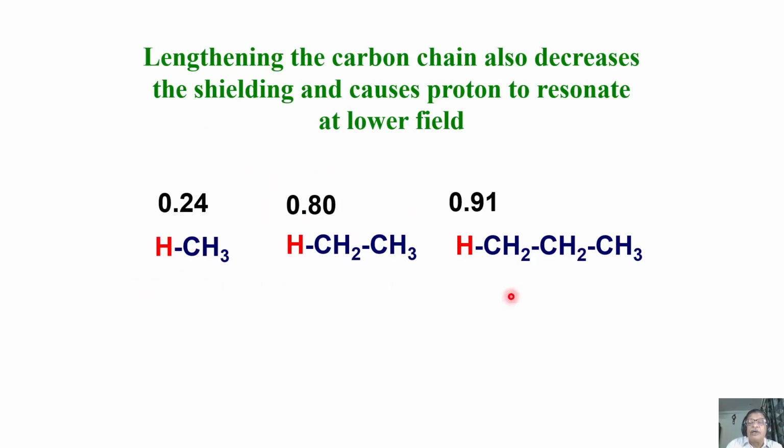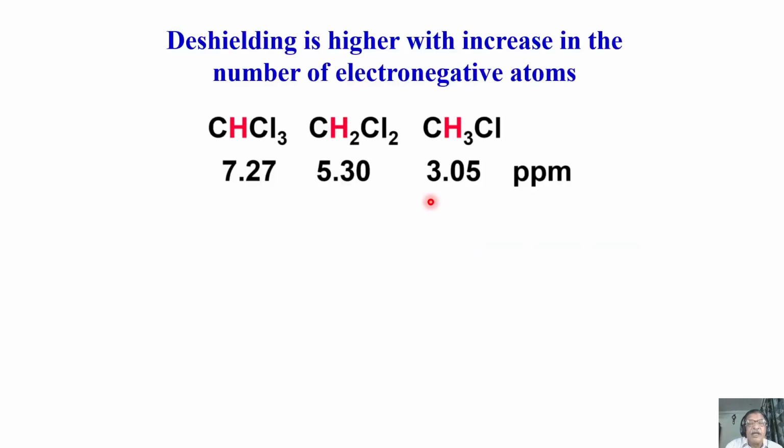In this molecule, there is no electronegative substituent attached. But lengthening of the carbon chain also causes this deshielding. As a consequence, this proton moves downfield. Now lengthen it further. Add one more CH2 in between. Now look at this proton. This moved further downfield. So lengthening of the carbon chain also has an effect of decreasing the shielding.